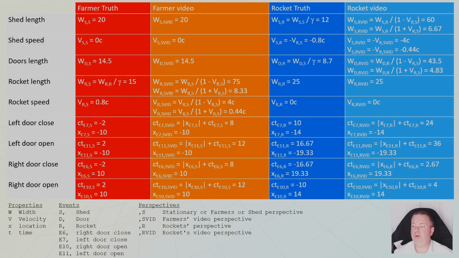And on the video, you need to take the same timestamp as the actual timestamp and then add the number of seconds you have to wait for the light to travel from the object, in this case the shed, to the camera. And that's an absolute, so that's why the absolutes are there. And you can do the math, and you can find the numbers in the orange column.